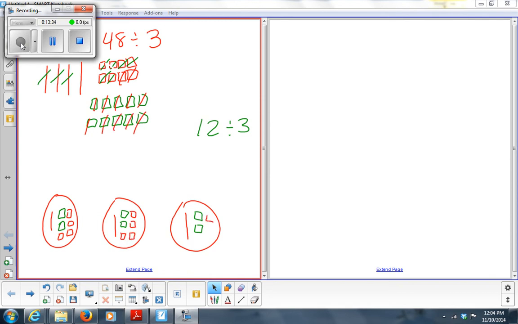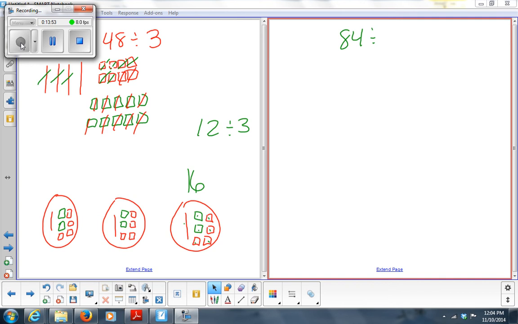I have no remaining. So all I need to do is count up what is in one of these circles, and that'll be my answer, which is 10, 11, 12, 13, 14, 15, 16. My answer is 16. Okay, next one is 84 divided by 4.